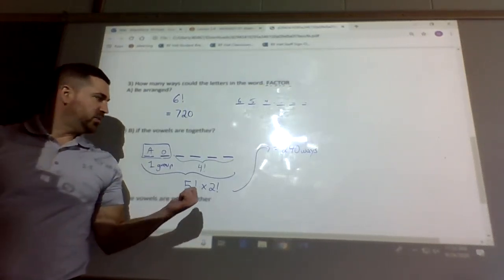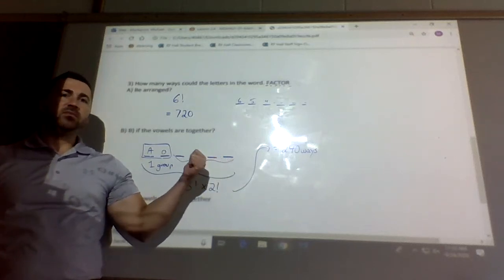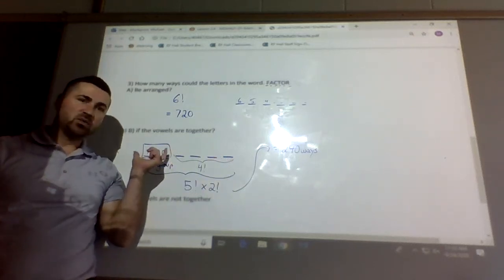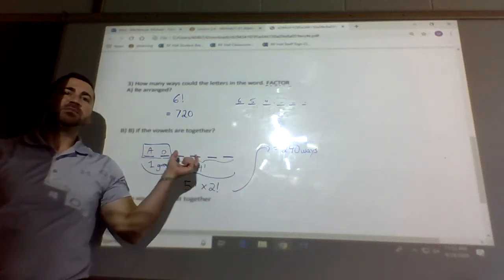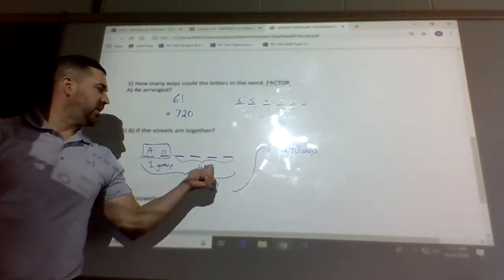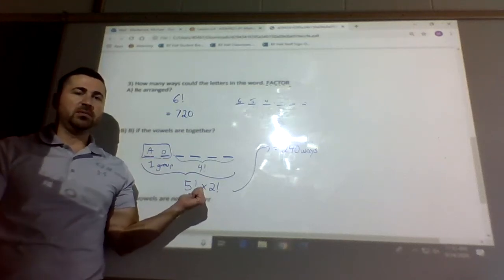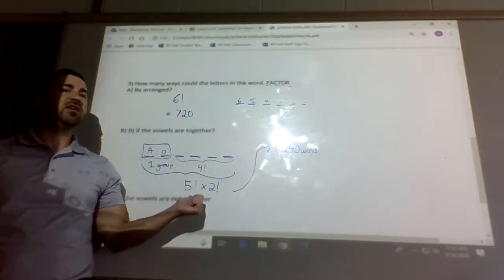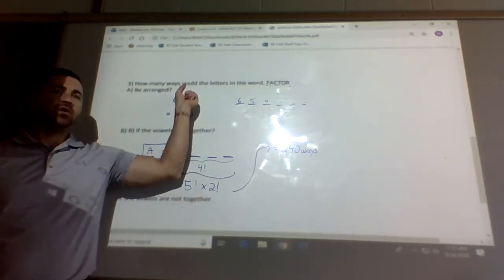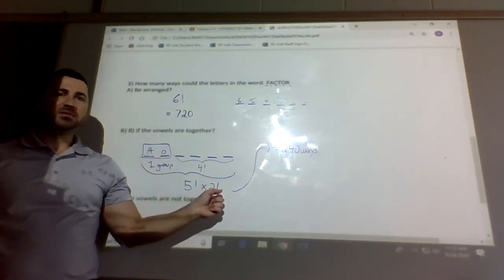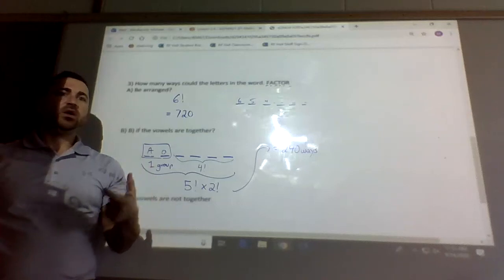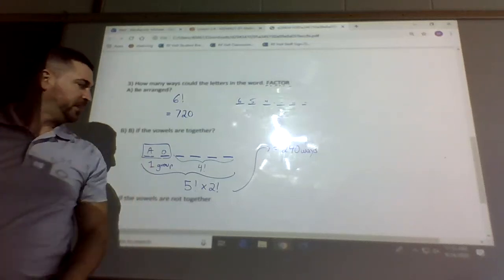Okay, so again, the 4 consonants can move in any positions they want, plus 1 group of vowels. They have to be together, but they can move in the spots as long as they're together. So now 4 plus 1 is 5 factorial. It's not 6 factorial anymore, because we have a group. So now it's 5 factorial, and then we times by 2 because the A and the O can move positions.